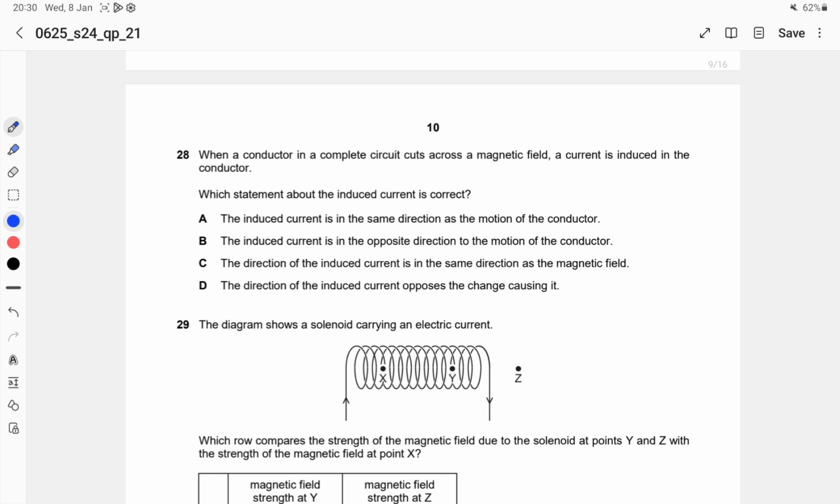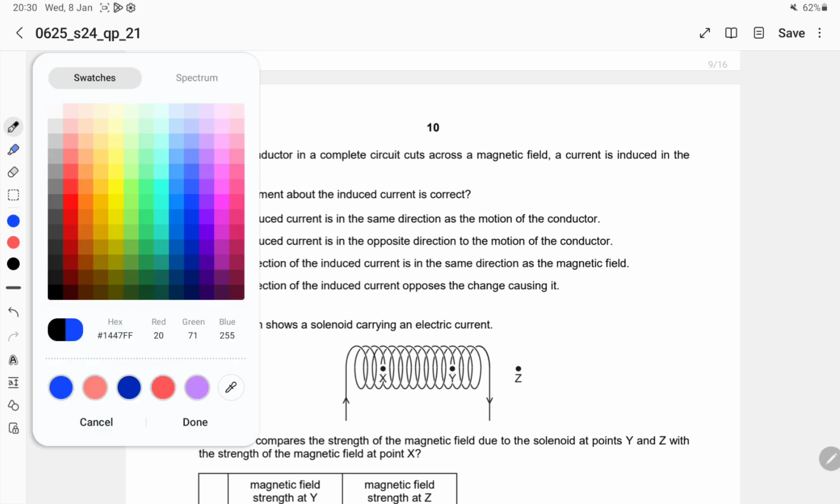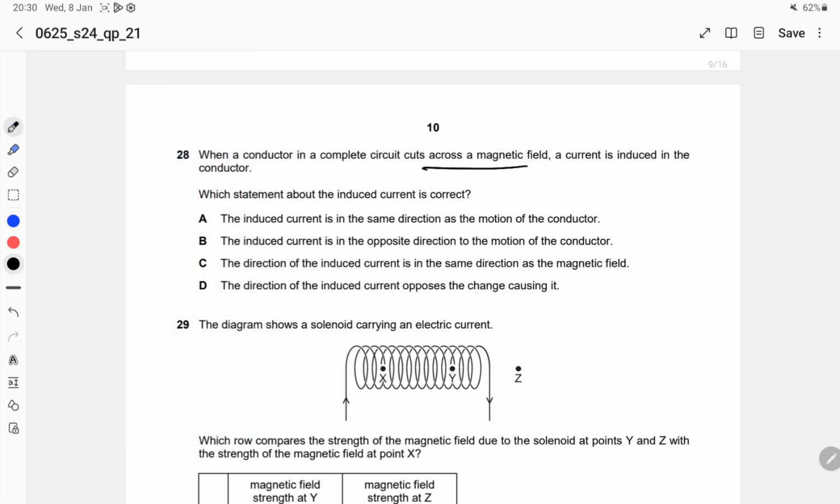28th. When a conductor in a complete circuit cuts a magnetic field, Faraday's law, a current is induced. Which statement about the induced current is correct? Wow, let's look at the options.